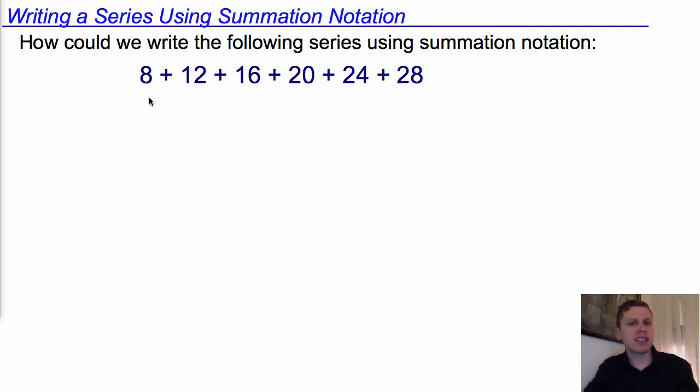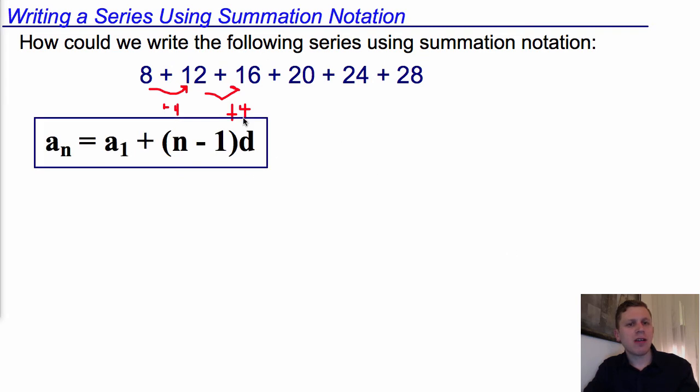Well, first thing to do is see if there's a pattern here among this series. I can see the terms here went up by 4. The following terms went up by 4. And if I look to see if this repeats, I can see all these terms are going up by 4. Because all of these terms are going up by 4, I know this is an arithmetic sequence, and I can write the function part of the summation notation using this formula. All I need to do here is plug in the first term, which I can see is 8, and the common difference, which we just saw is positive 4.